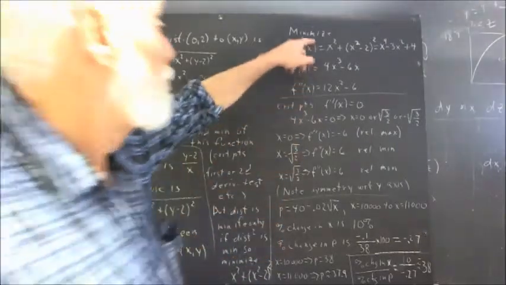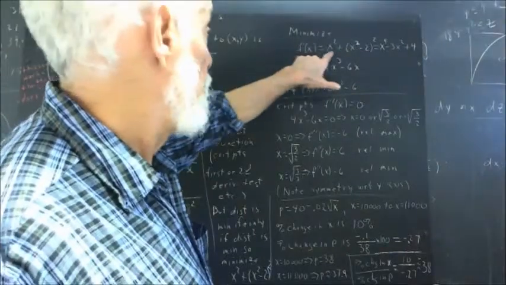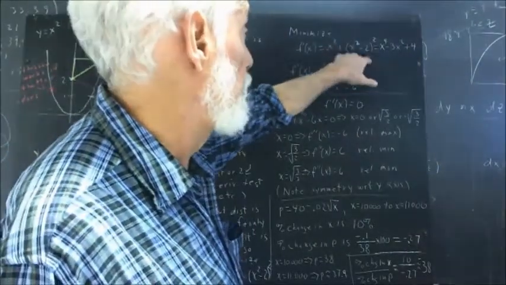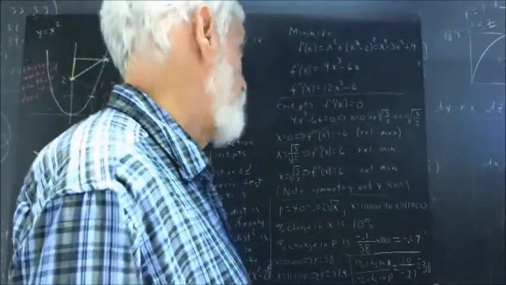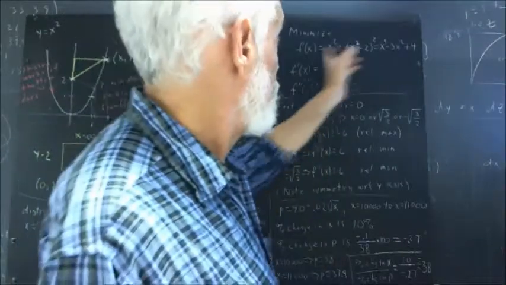Okay, so we minimize it. We let f of x equal x squared plus quantity x squared minus 2 squared. And we can expand that.